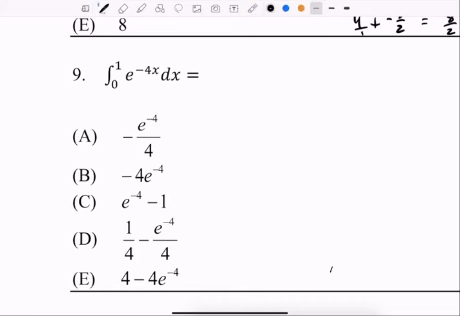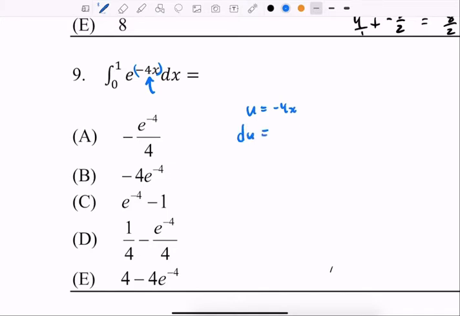Now, there's different ways to do this. If you're really good at integrating e's, then you wouldn't have to use u-substitution. I'm going to use u-substitution because I feel like it is easier for a noob to do. That is a function inside of the function base e. And so I'm going to say u equals negative 4x.